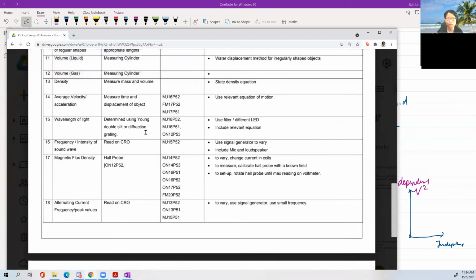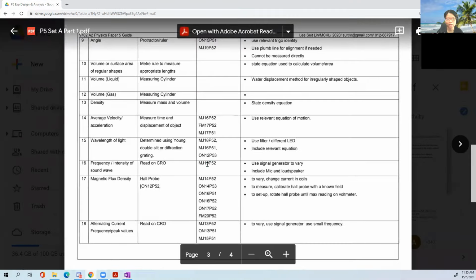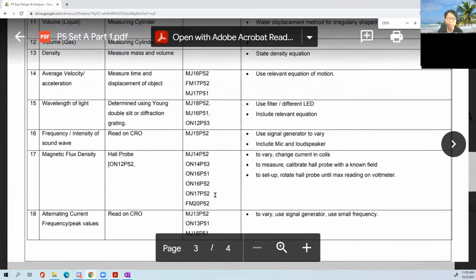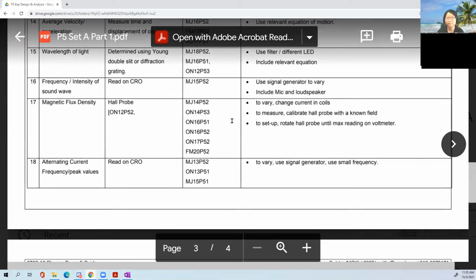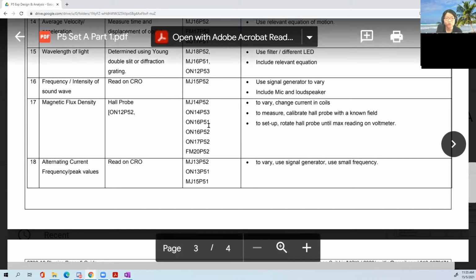I also want to highlight the fact that there is one that they kind of like to ask a lot, which is using the Hall probe. So please know the difference between Hall probe and induced EMF. Induced EMF is due to the change in magnetic field. Hall probe measures magnetic field. So one is measuring change and one is measuring existence. So there are 2 different things. So go and check out the Hall probe experiments.